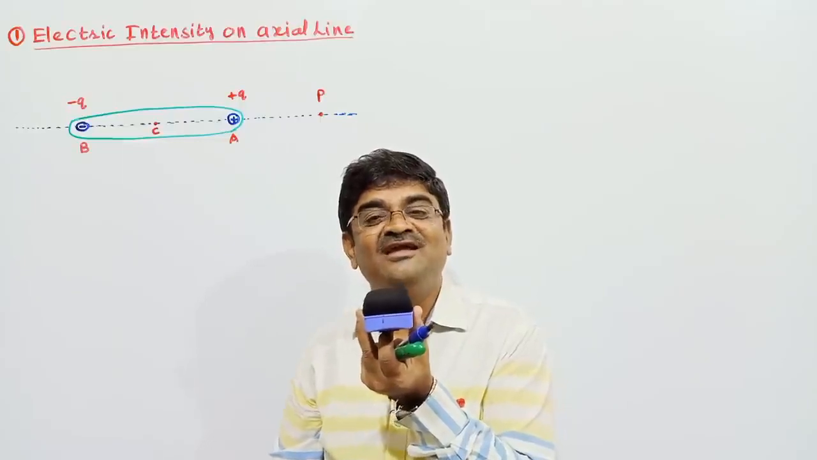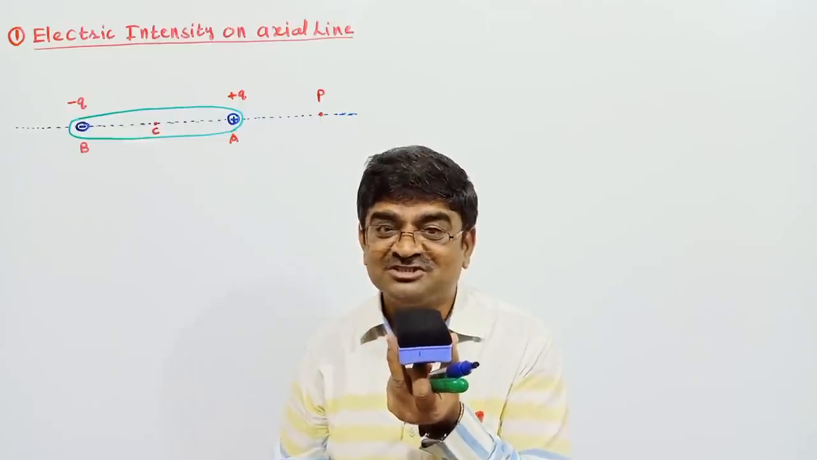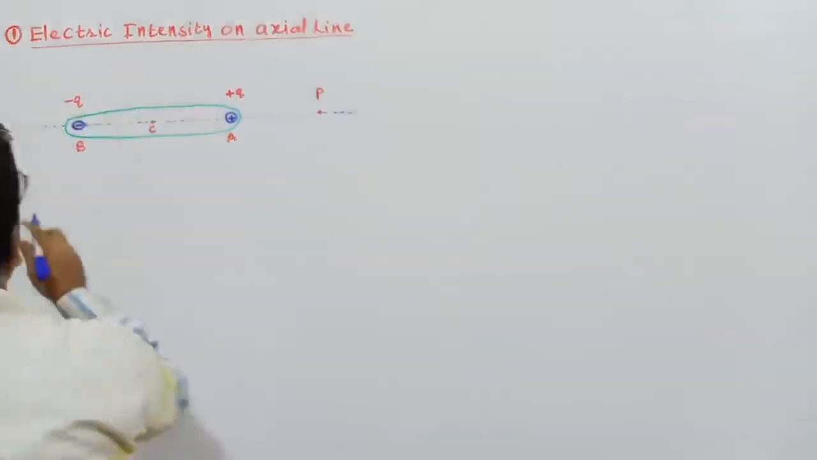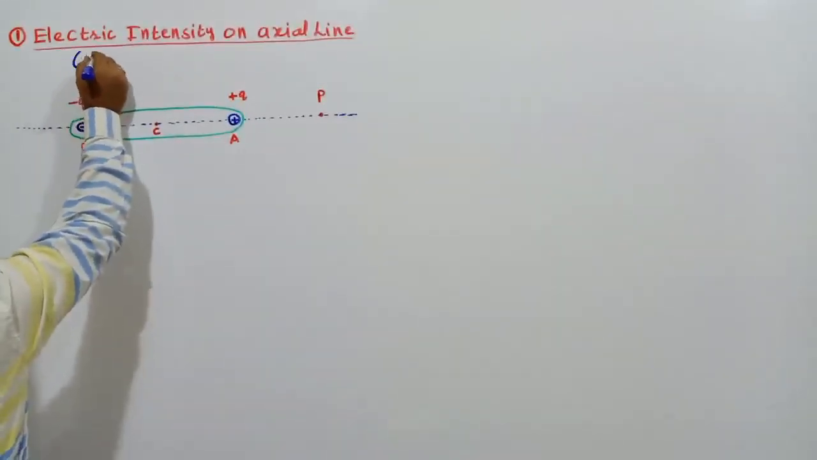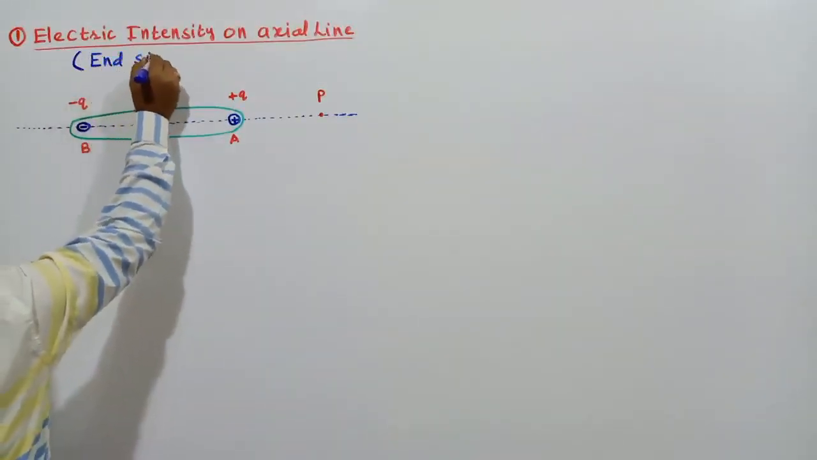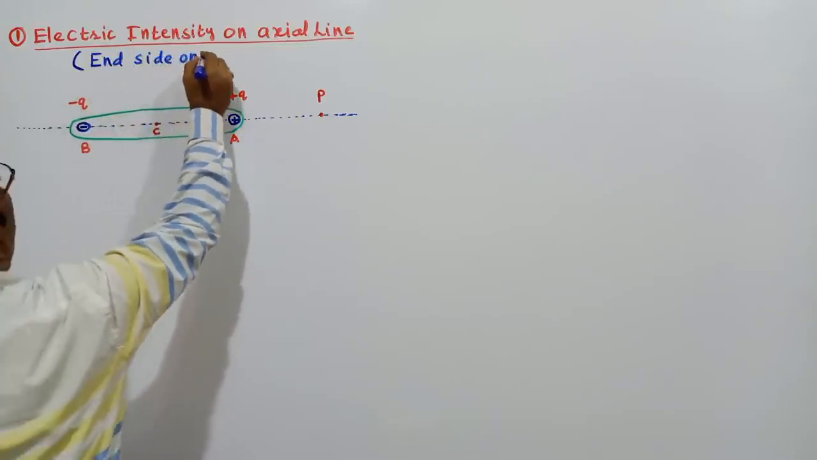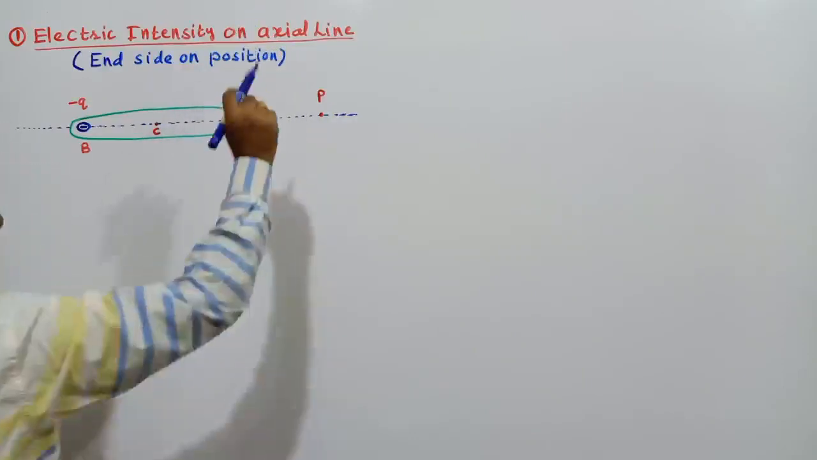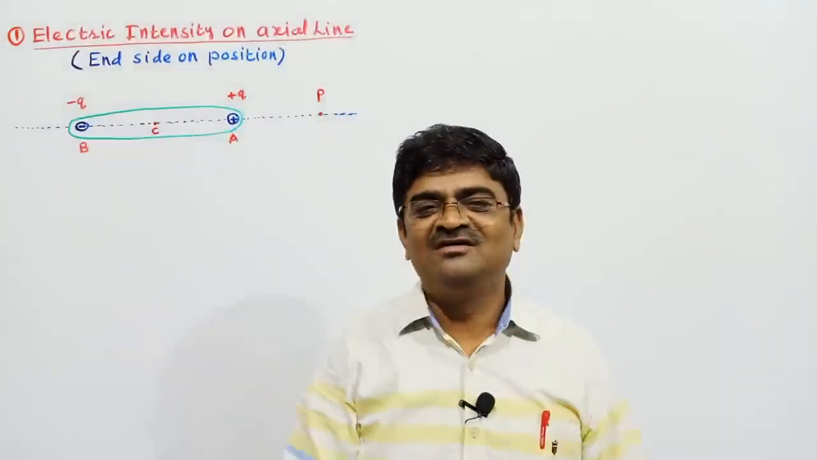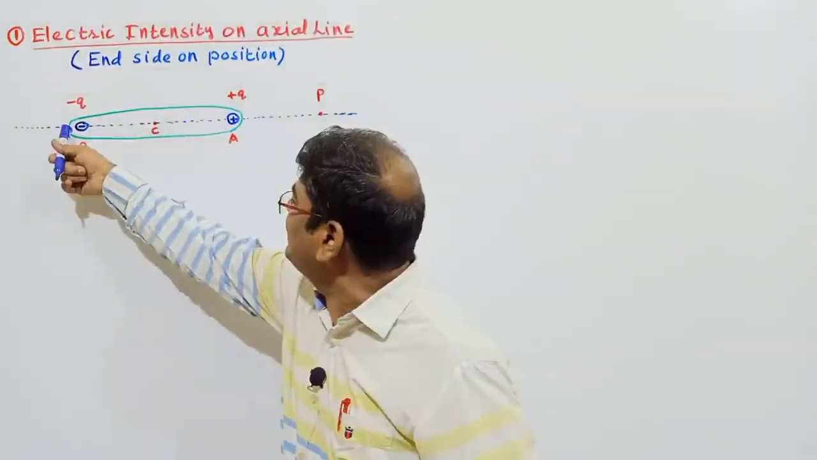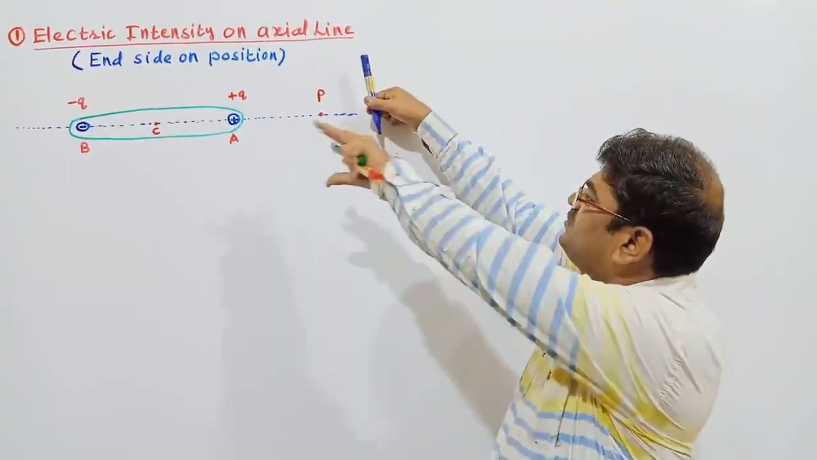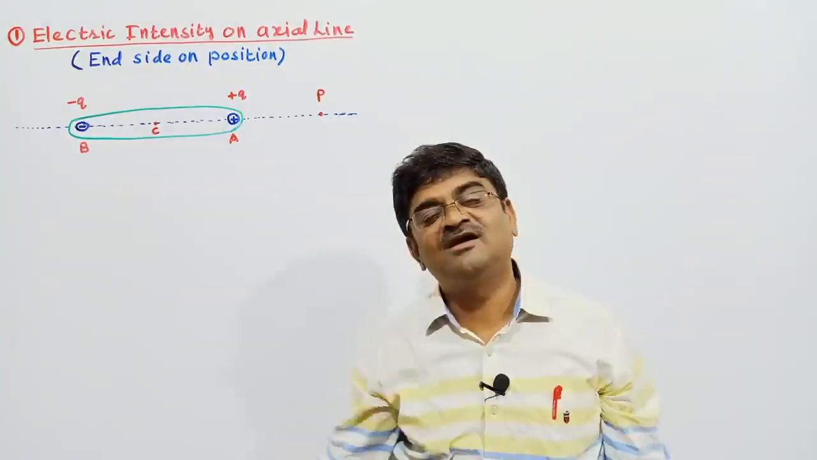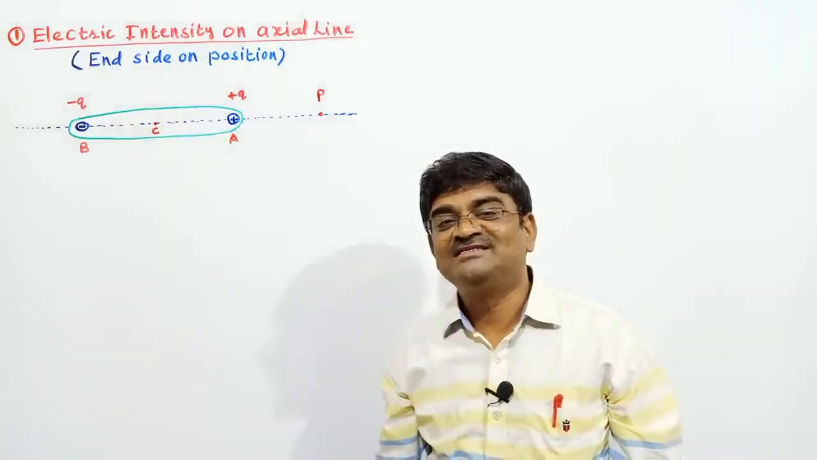So whenever I deal with the axial line, I can also mention where my point is. I would mention my point is on end side arm position. Interesting. So why is it named so? I showed you just now: these are the end sides of the dipole. If I look there, what do I see? End side arm position. So you can also mention that point P is on end side arm position.